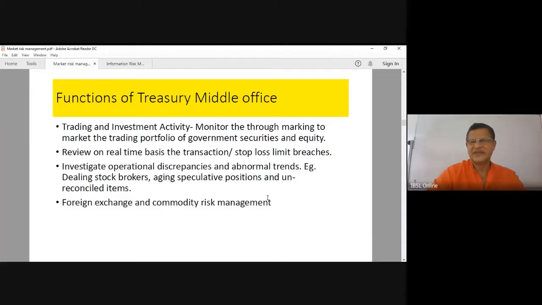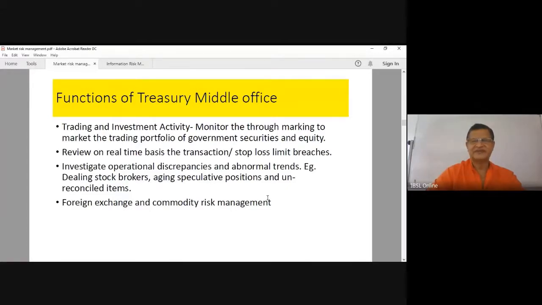They also investigate operational discrepancies and abnormal trends, like dealing with stockbrokers, aging speculative positions, and unreconciled items. Now, say you have held a currency balance, say Swiss francs, for a very long period, there's no import-export requirement currently, but you are holding a long position, either positive or negative, for quite some time. If it is not hedged, this may result in a foreign exchange loss. So that kind of investigation also needs to be done by Treasury Middle Office, which comes under the risk department, market risk unit.